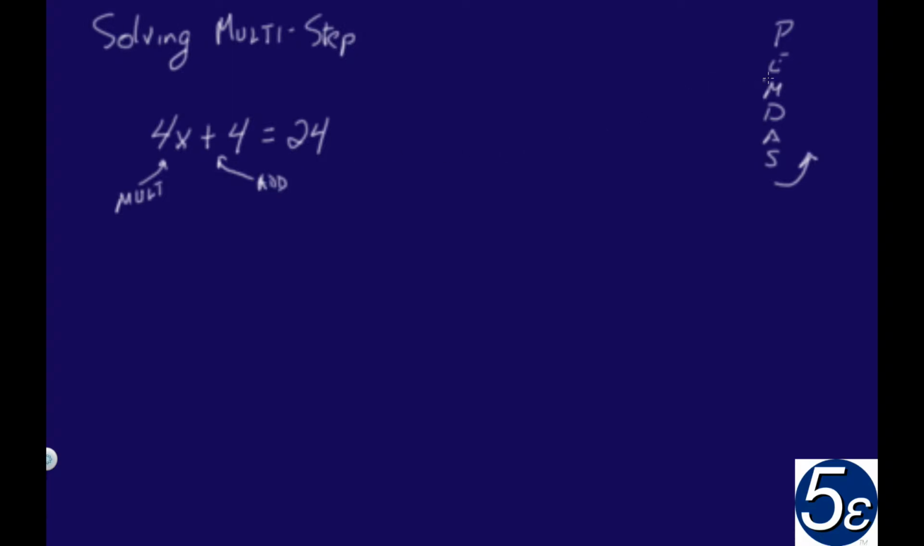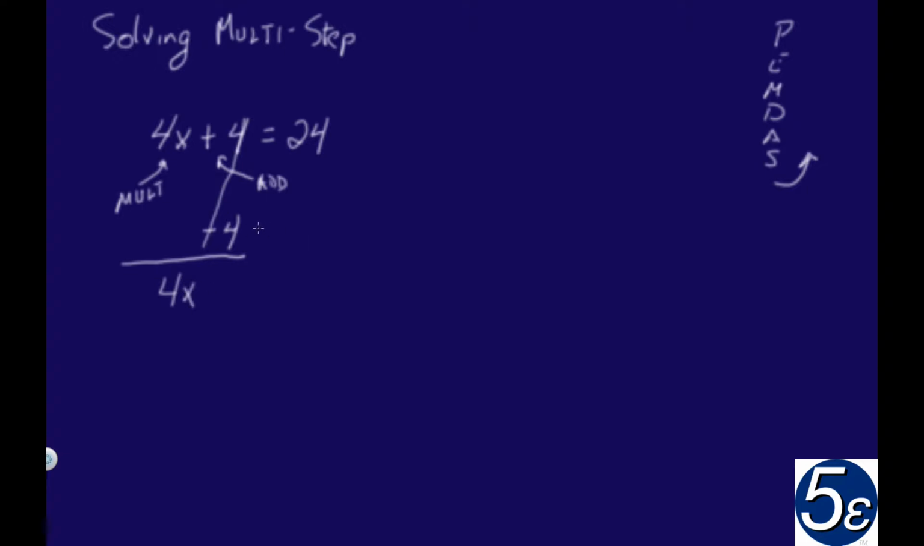So when we look at our chart over here to the right, it says if you have a multiplication and addition, we have to get rid of the addition first. So let's do that. Since this is addition, we're going to subtract 4 from this side. And these will cancel out, and we'll end up with 4x.